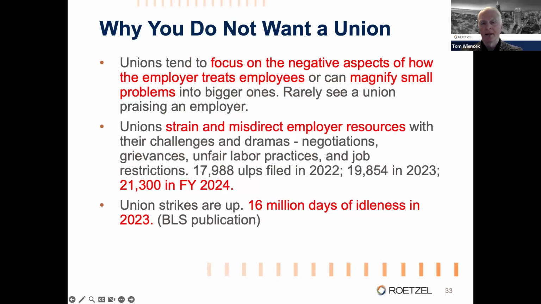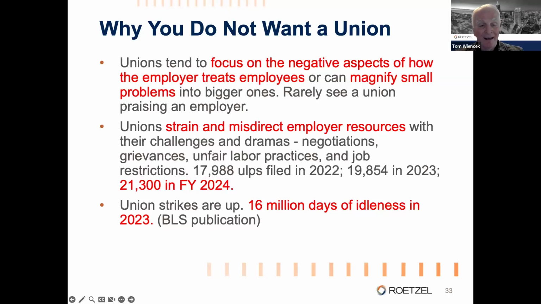Unions tend to focus on the negative aspects of how the employer treats employees, and they magnify small problems. You rarely see a union praising an employer. And they strain and misdirect employer resources. In 2022, there were almost 18,000 unfair labor practices filed. Almost 20,000 unfair labor practices were filed in 2023, and over 21,000 in 2024. If you've ever dealt with this, you know it's an expensive process, with interviewing witnesses, putting together the law, putting together a position statement, doing the appeals process. It misdirects employer resources to deal with a lot of unfair labor practices, which many are just harassing unfair labor practices.